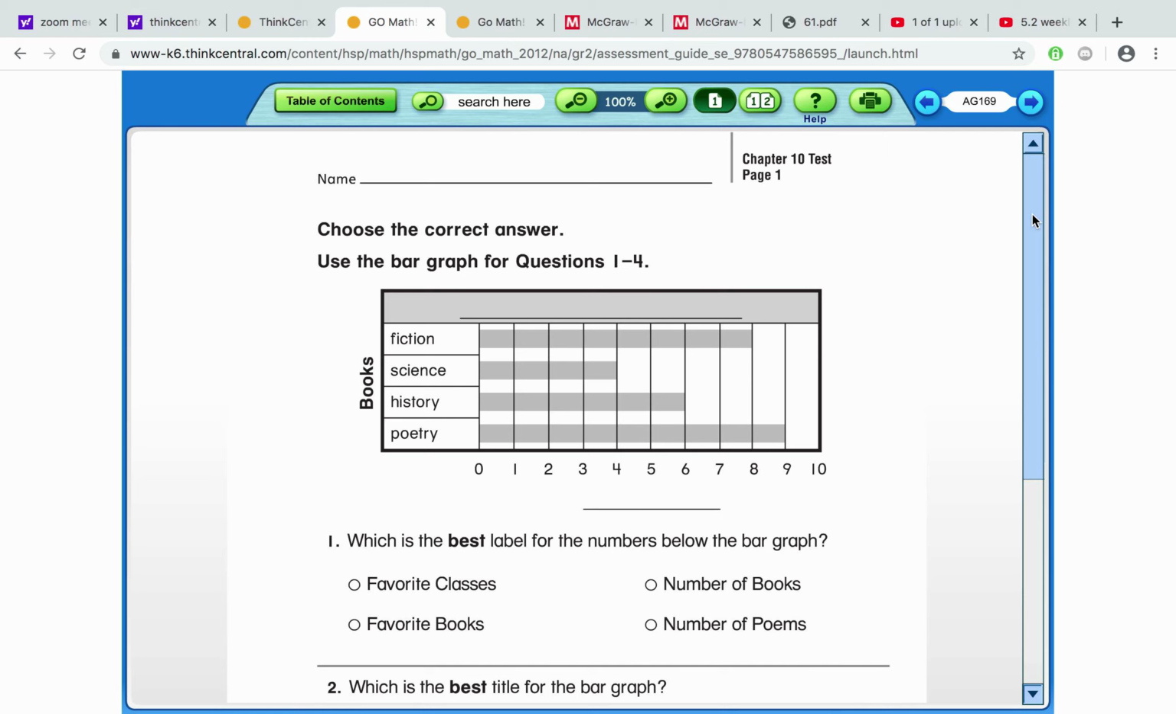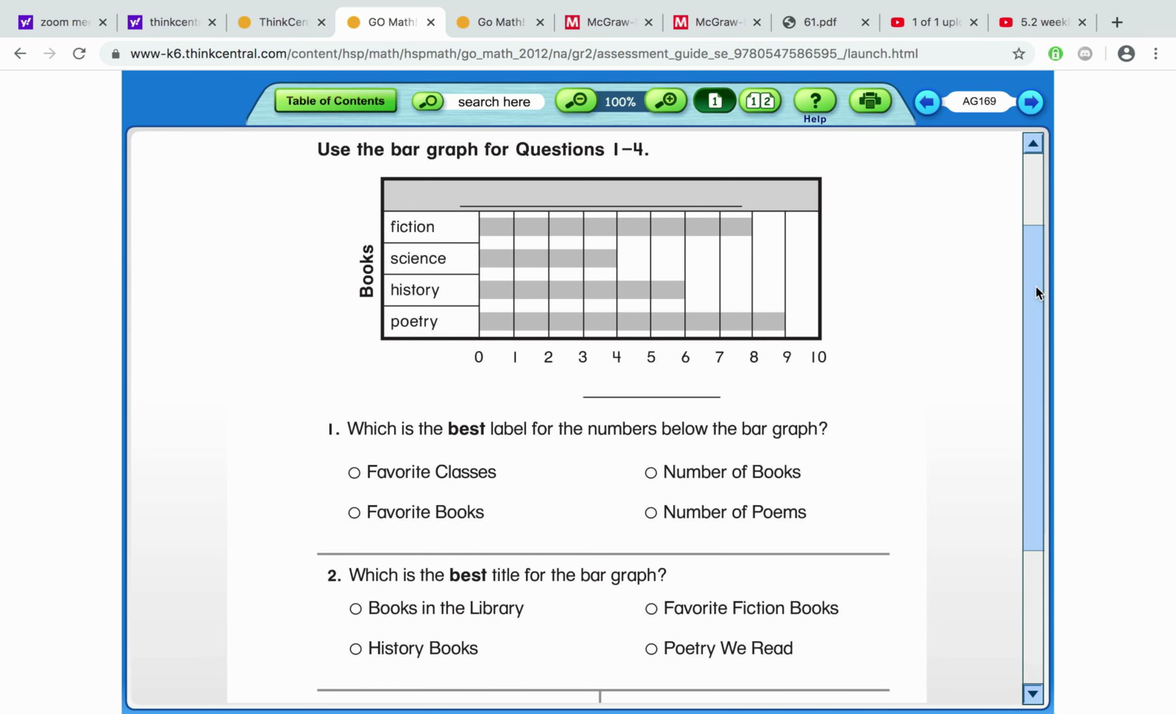Here is a bar graph, and you can see that there are some empty spots missing on the bar graph. Number 1 says, which is the best label for the numbers below the bar graph? So there's a lot of numbers underneath. You'll see that there's books on one side. They want the label for the bottom, okay? So it's going to have to do with numbers, okay? Because they're all numbers down there.